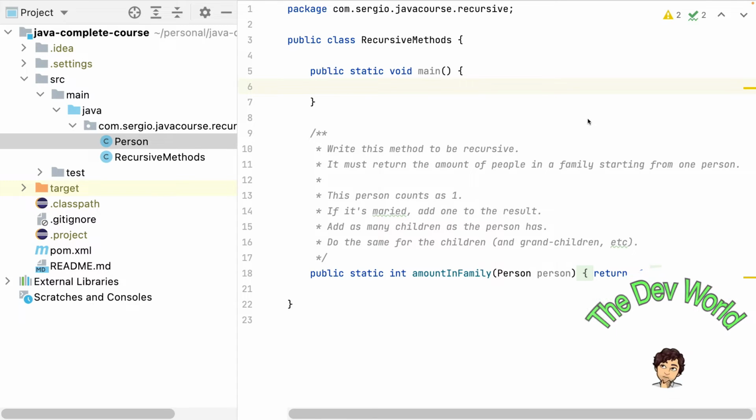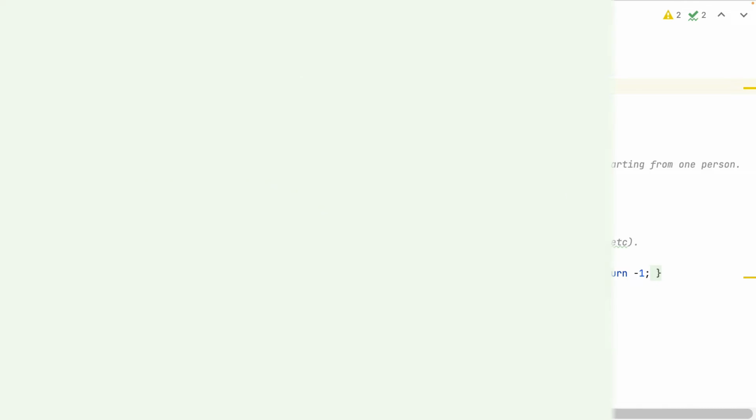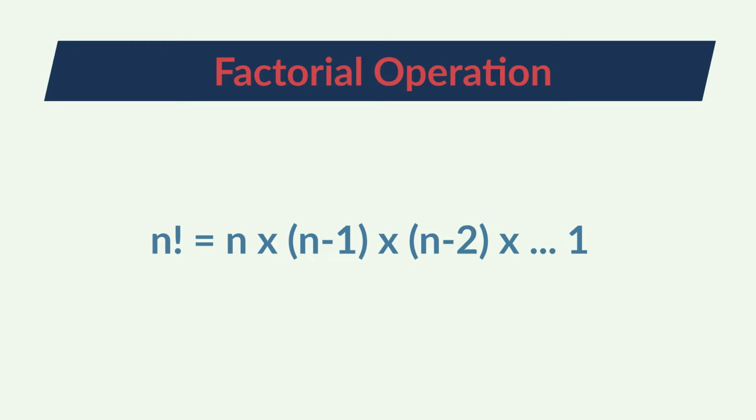In Java, there is no specific syntax to allow a method to call itself. Nevertheless, there are a few design patterns that must be followed to correctly implement a recursive method. The most common example of a recursive method is the factorial operation. Multiply all the numbers from 1 to n.